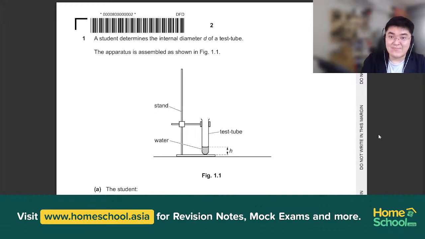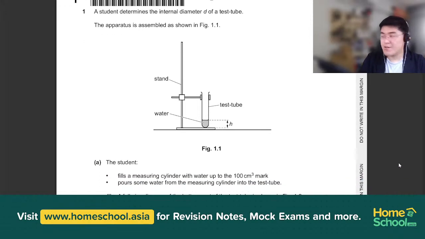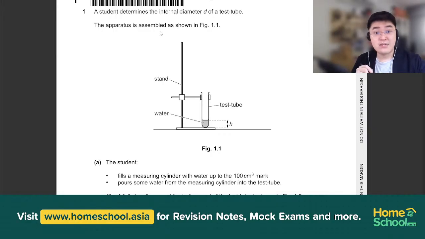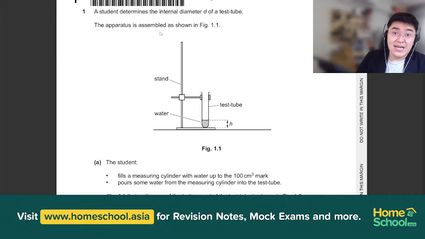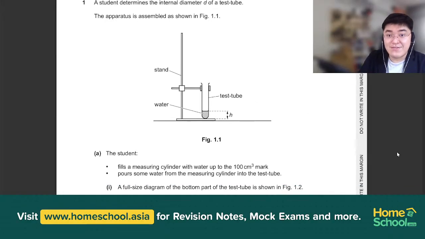Let's begin. Question number one is, a student determines the internal diameter D of a test tube, and the apparatus is shown here in figure 1.1. Right here, figure 1.1, the test tube is over here. We are to determine the internal diameter of this thing. And so what do we do?